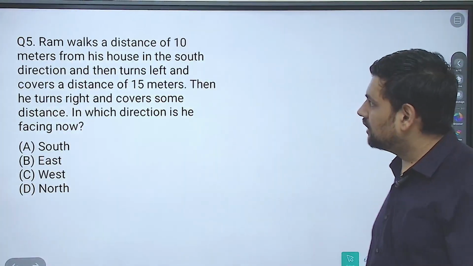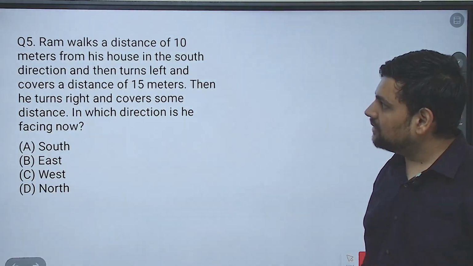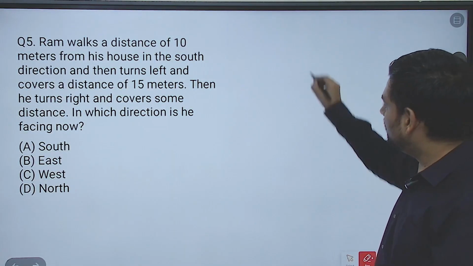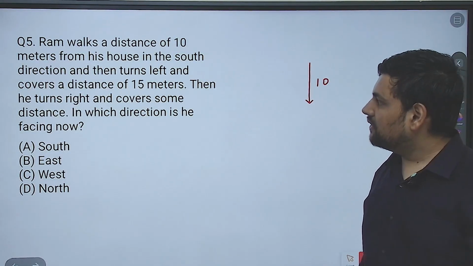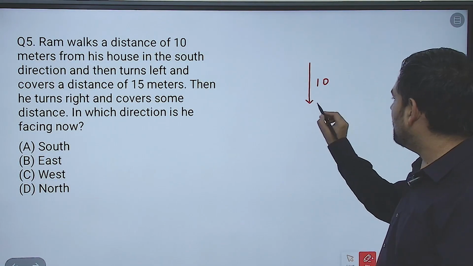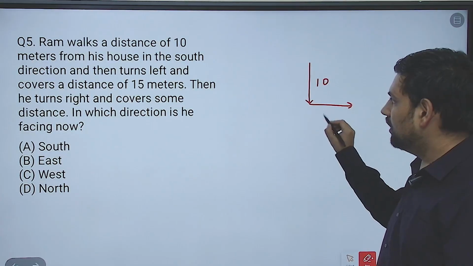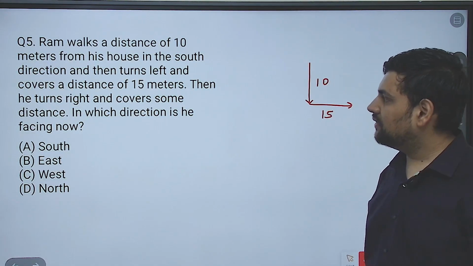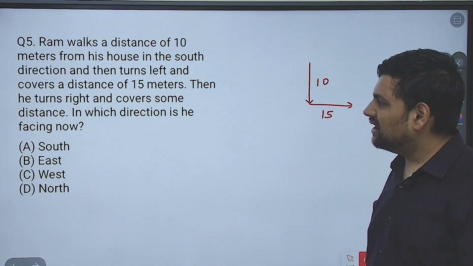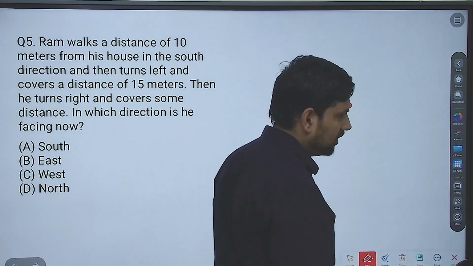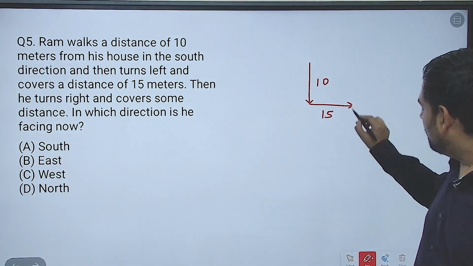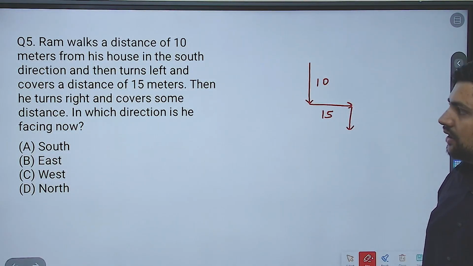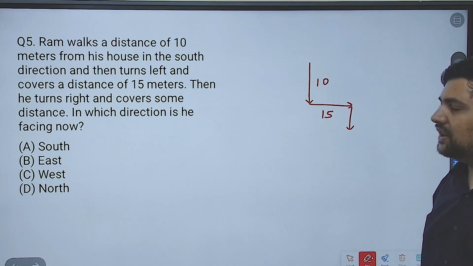Let's do this. So Ram walks a distance of 10 meters from his house in the south direction. Okay, so this is 10 meters. Then turns left and covers a distance of 15 meters. So from here left will form an L. So he turns left and covers 15 meters. Then turns right and covers some distance. So while going in this direction, he turns right. So right means this direction. Now it is asked in which direction is he facing now.